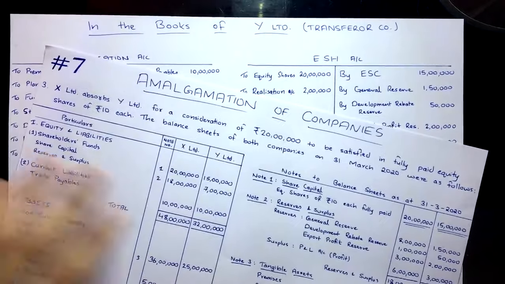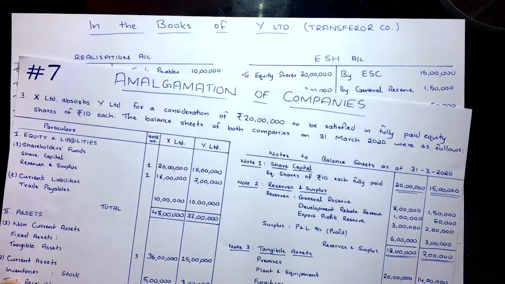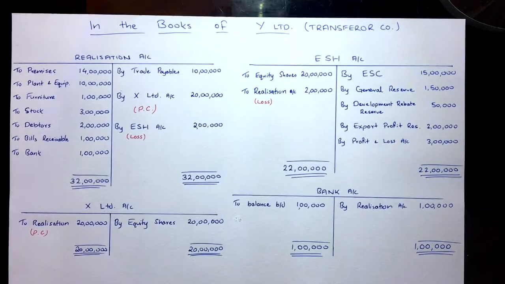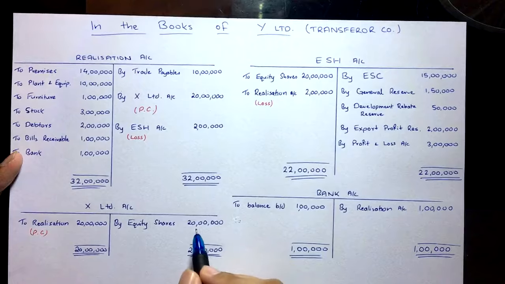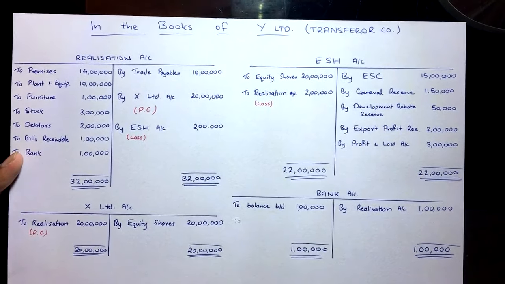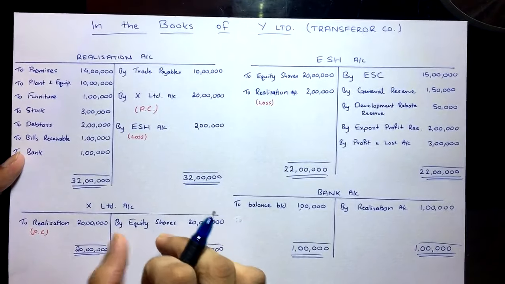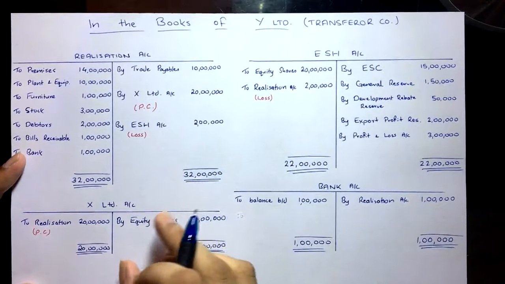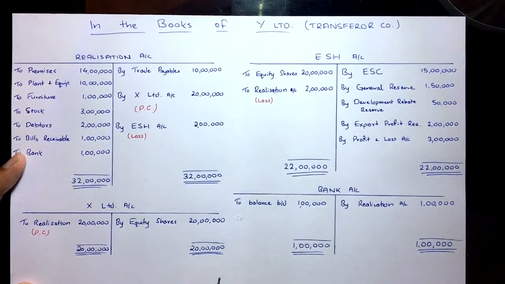See here. To be satisfied in fully paid equity shares of rupees 10 each. In the form of equity shares, it is going to be given to Y Limited. So simple, it has been given in equity shares, take it, by equity shares. If it had been given in cash, suppose 10 lakh in cash and 10 lakh in equity shares, then you should have taken by equity shares 10 lakh, by cash 10 lakh. Like that, just show the expansion of purchase consideration. Fine, so this account will always tally, right?